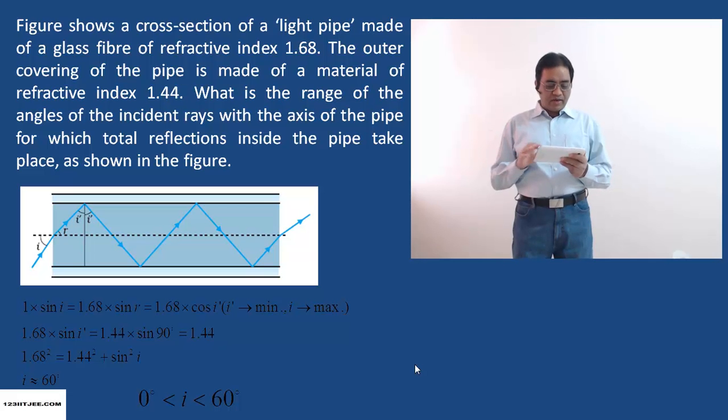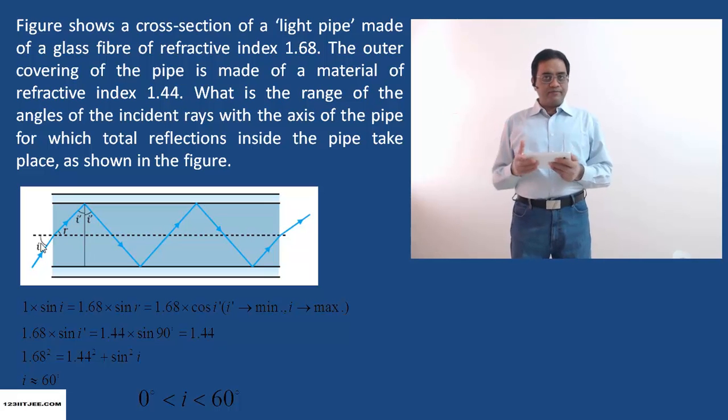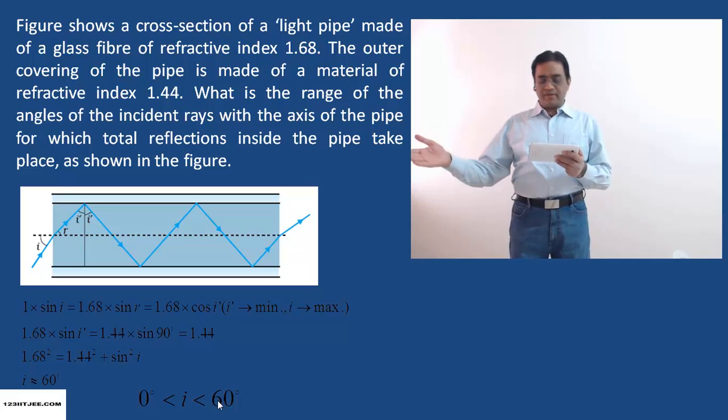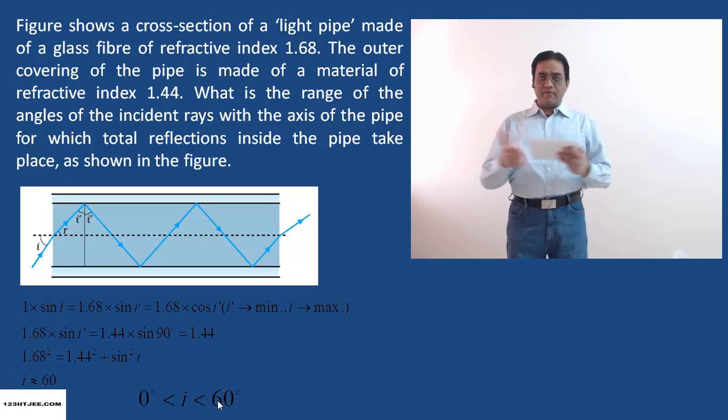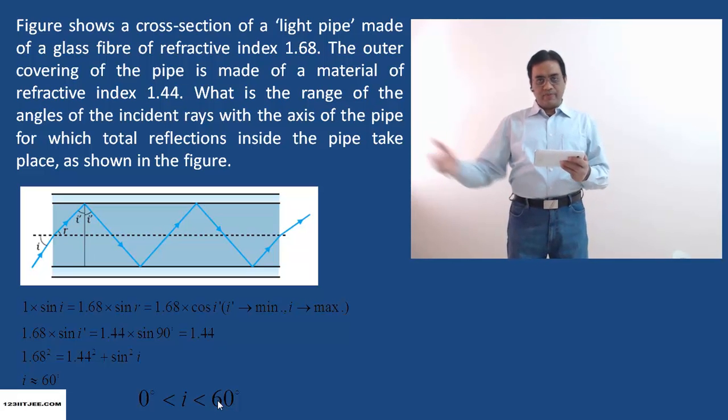Now practically we can't have I as 0 degrees. So it is the dimensions of the pipe that will put restriction on the minimum value of I. So theoretically 0 to 60, practically whatever minimum value is possible looking at the dimensions of the pipe to 60 degrees.